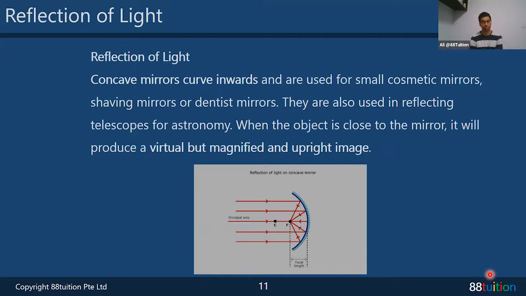Where? Concave mirrors curve inwards, are N-shaped, and are used for cosmetic mirrors, shaving mirrors, dentist mirrors, where they are made to look bigger. They are also used in reflecting telescopes for astronomy. When the object is close to the mirror, it will produce a virtual, magnified, and upright image. All right? Okay, so these are the 2 differences for you to remember.